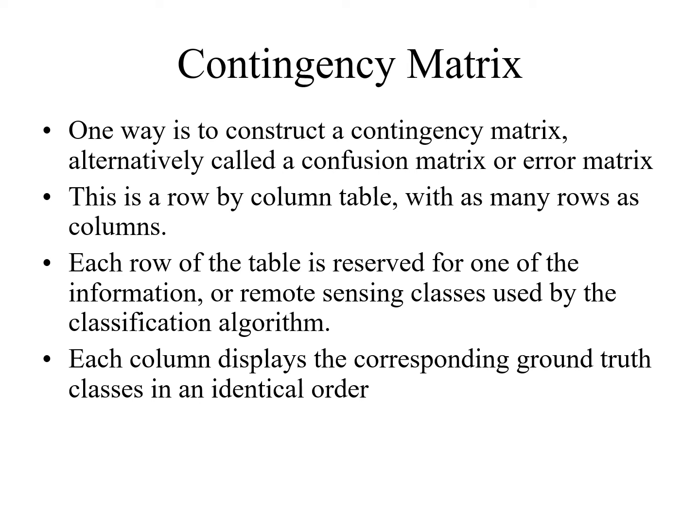One way is to construct what's called a contingency matrix, sometimes called a confusion matrix or an error matrix. This is just a row by column table with as many rows as columns. Each row of the table is reserved for one of the information or remote sensing classes used by the classification algorithm. So information class here means those based on field data. And then each column displays the corresponding ground truth classes in the same order as the classes are in terms of the rows.